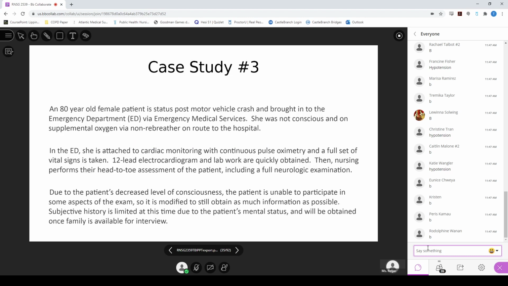Okay, we're going to go into assessment. You have a year-old female patient who is status post motor vehicle crash and was brought to the emergency room by EMS. She's not conscious and on supplemental oxygen via a non-rebreather mask en route to the hospital. In the emergency room, she's attached to the cardiac monitor and continuous pulse ox, and a full set of vital signs are taken. 12 lead EKG and lab work are quickly obtained. Then the nurse performs a head-to-toe assessment of the patient, including a full neurological exam.